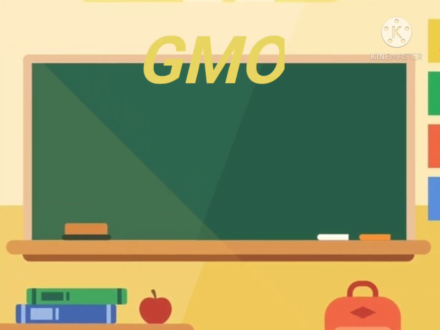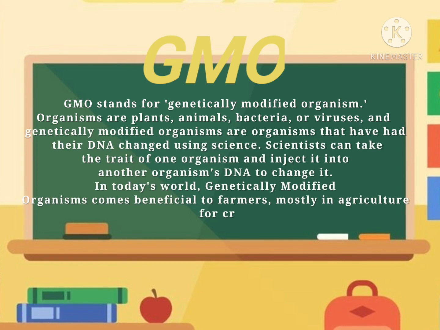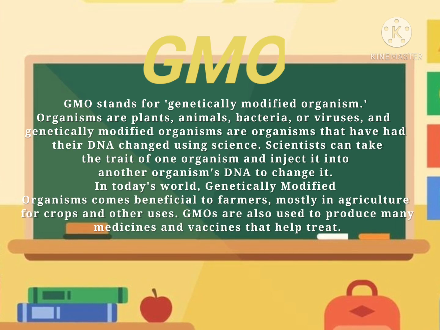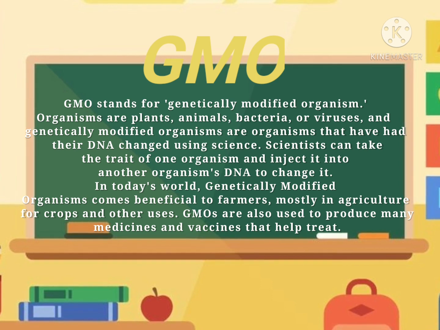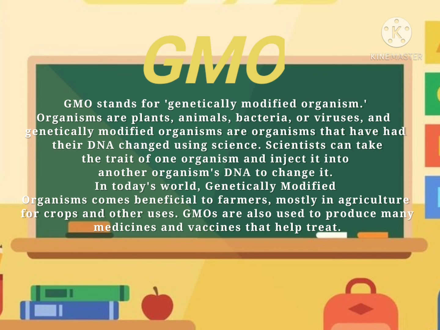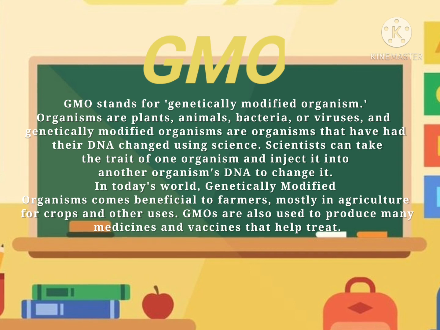Hello kids! These are the things that you need to remember. GMO stands for Genetically Modified Organisms. Organisms are plants, animals, bacteria, or viruses, and genetically modified organisms are organisms that have their DNA changed using science. Scientists can take the traits of one organism and inject them into another organism's DNA to change it.